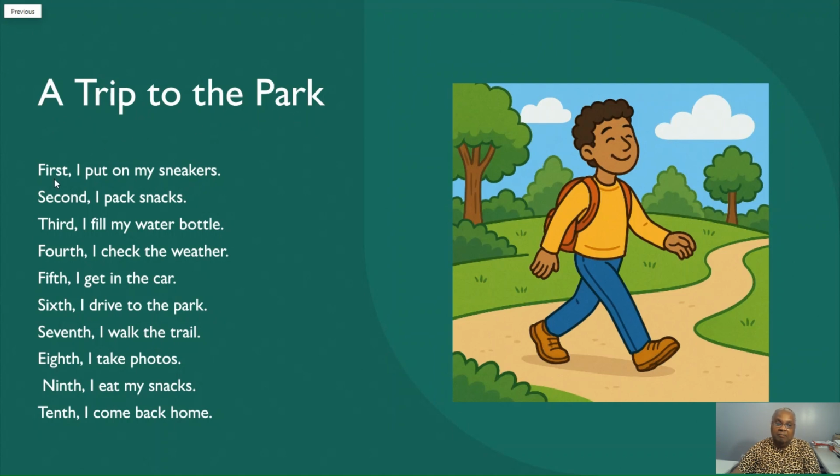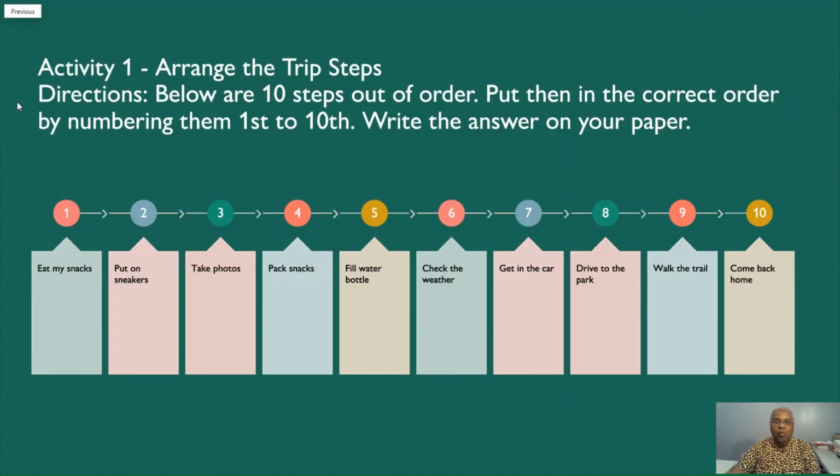Ready? Let us begin. First, I put on my sneakers. Second, I pack snacks. Third, I fill my water bottle. Fourth, I check the weather. Fifth, I get in the car. Sixth, I drive to the park. Seventh, I walk the trail. Eighth, I take photos. Ninth, I eat my snacks. 10th, I come back home. Great job.